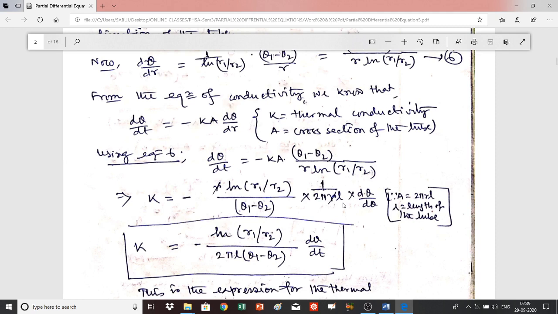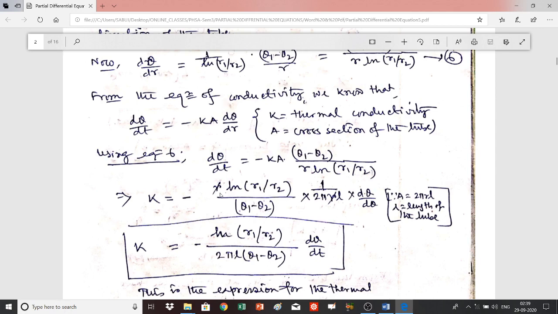2 pi rl, and then this by dt, because L is the length, A is equal to 2 pi rl. This is the cross sectional area of the tube, that is 2 pi rl. Now from this relation you can write K is equal to minus log r1 by r2, 2 pi l, theta 1 minus theta 2, theta by dt.